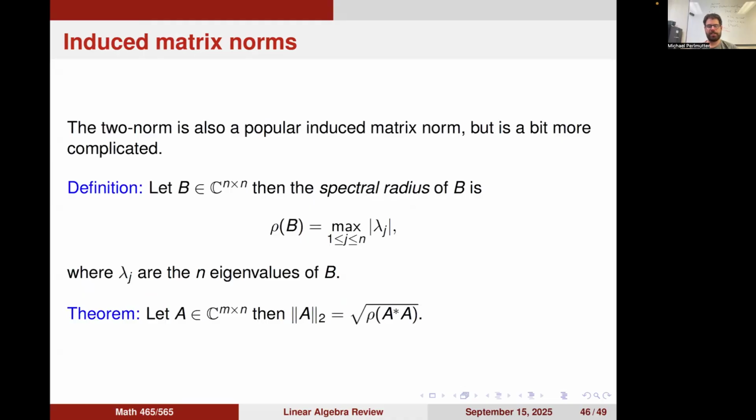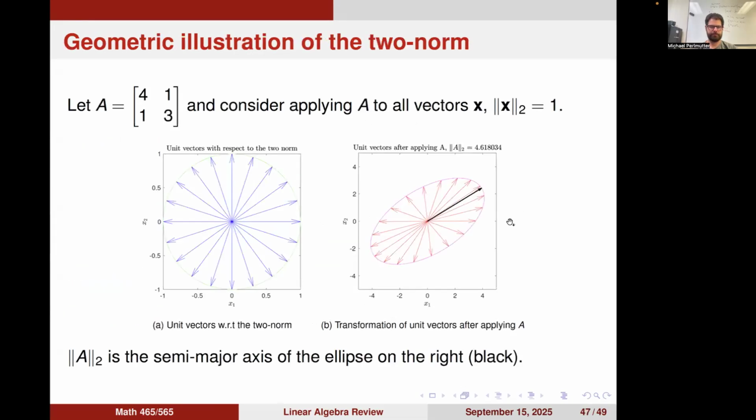For the 2 norm, we need the concept of a spectral radius. The spectral radius of B is going to be the largest eigenvalue in absolute value. And you can compute the 2 norm of a matrix by taking the spectral radius of A star A, where star is the conjugate transpose, and then taking the square root. To illustrate the 2 norm, I'm going to consider this picture here, and I'm going to assume that A has sheared the system so that now we get an ellipse. And the length of this black arrow is visually going to be giving you the norm that's induced by the 2 norm.